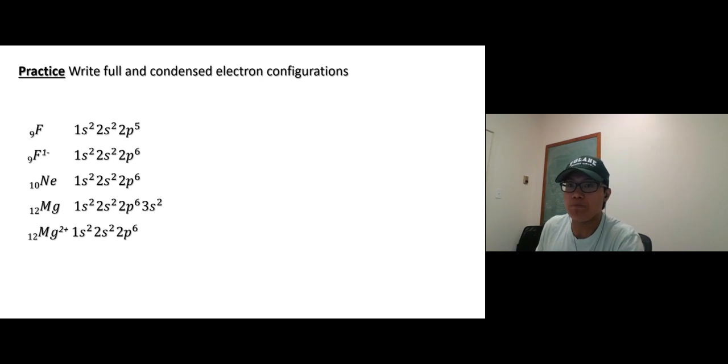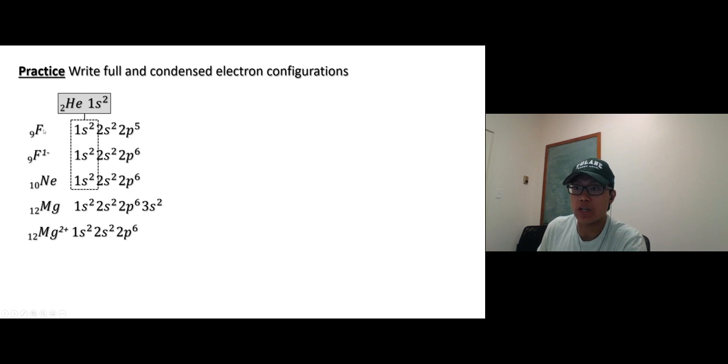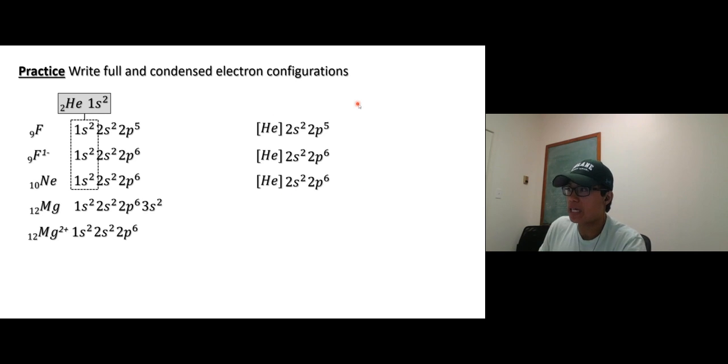Okay. All right, now condensed electron configuration uses a noble gas core. For fluorine, if you look at the periodic table, the noble gas before fluorine is helium. That's a helium core, including neon. So that's helium core, and helium core. Leave out just the valence electrons.